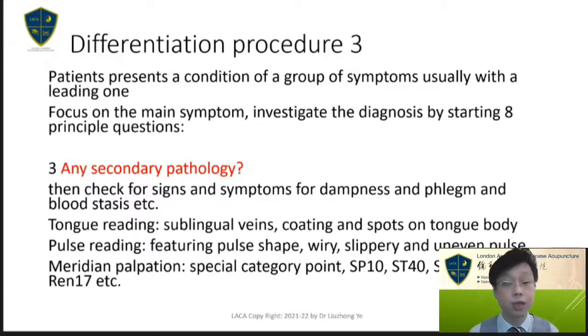The pulse reading, usually featuring the pulse shape, wiry, slippery, uneven pulse, they can all help you to get better readings about relevant toxins. And meridian palpation, obviously, they have specific category points, which are very much diagnostic to help you to identify the relevant toxin.